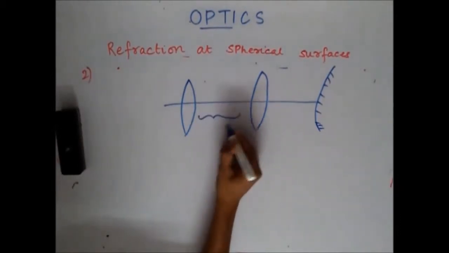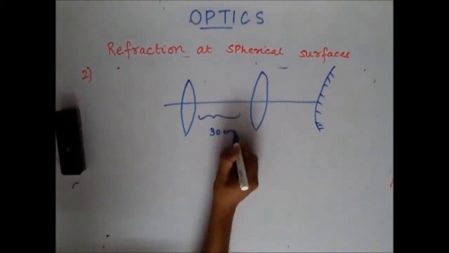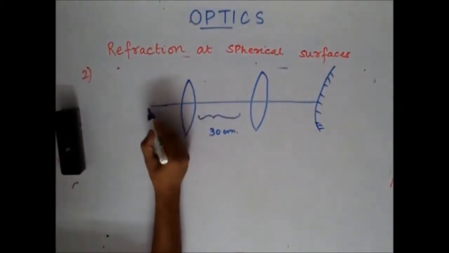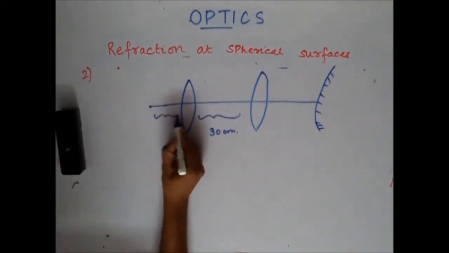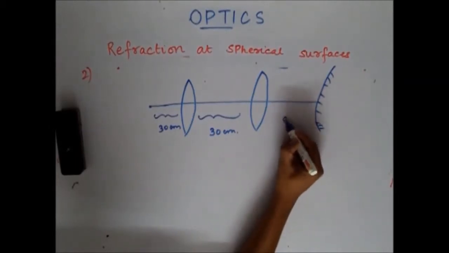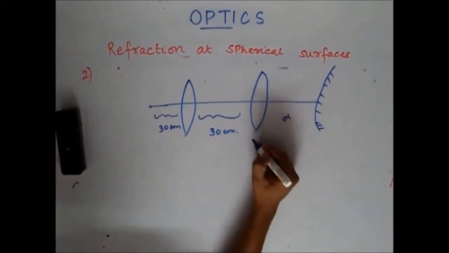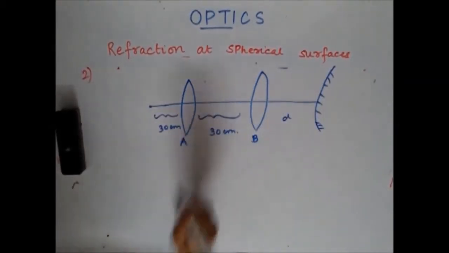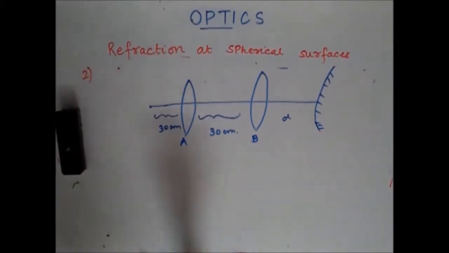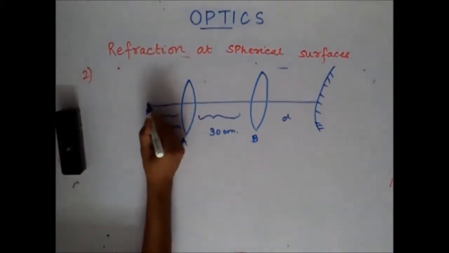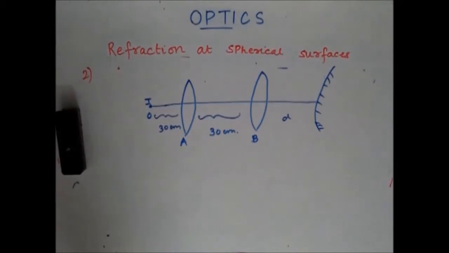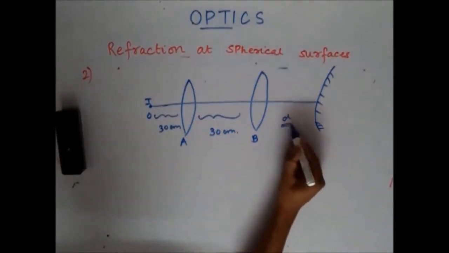this distance is 30 centimeter. The object is placed in this place, 30 centimeter. The convex lens is placed at a distance d from the second lens B, and it said that the position of the final image coincides in position with the object. So I have to find this distance d.